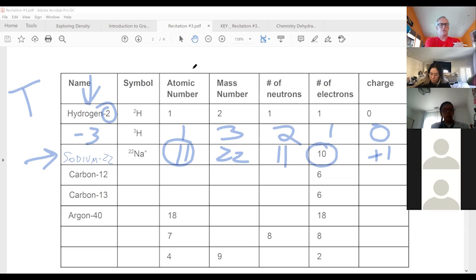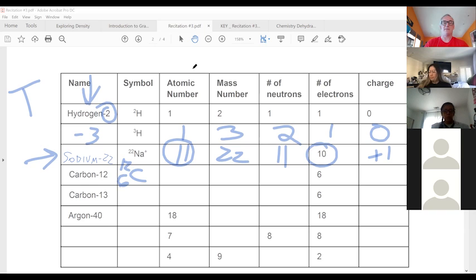All right. So group 1, take me through carbon 12 here. What would be the symbol? C. And where do I put the 12? At the top left. What would I put at the bottom left? 6. There you go.